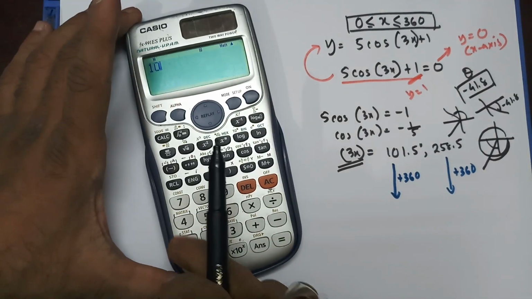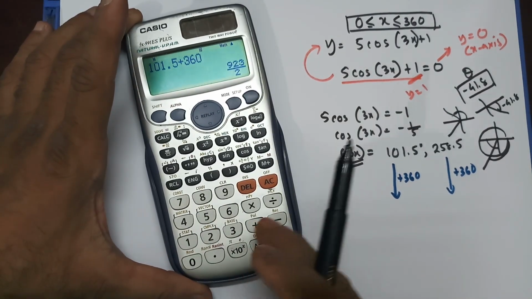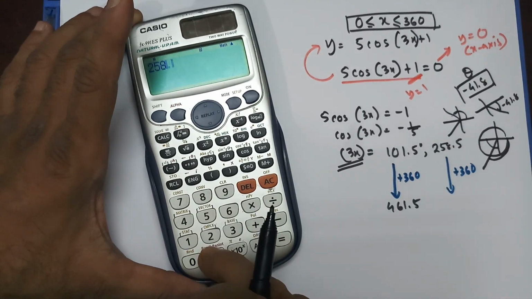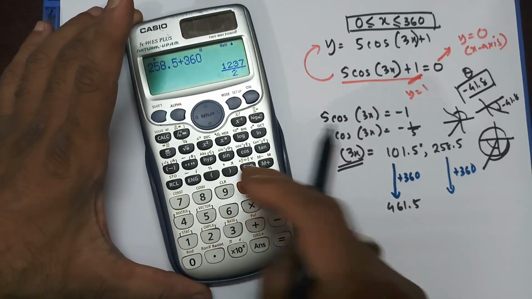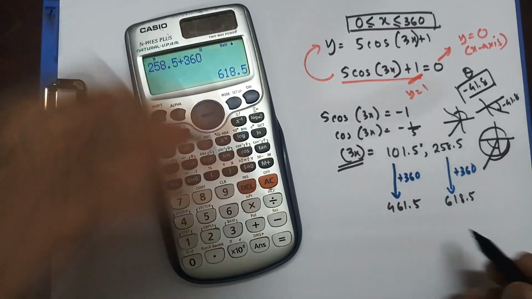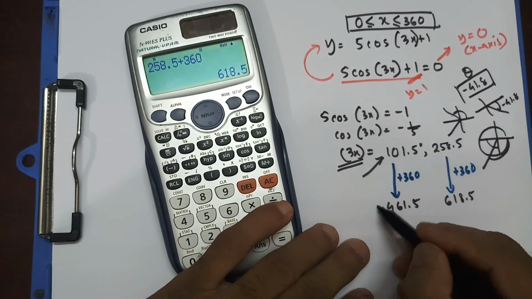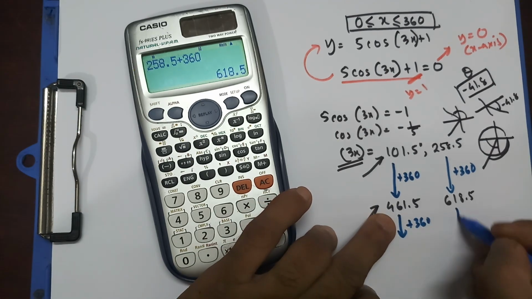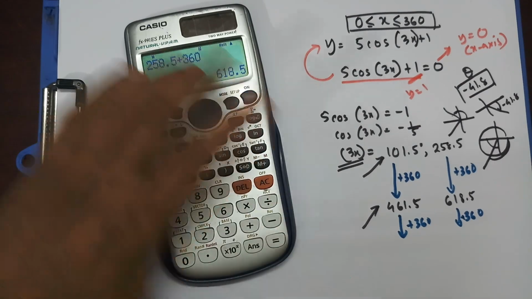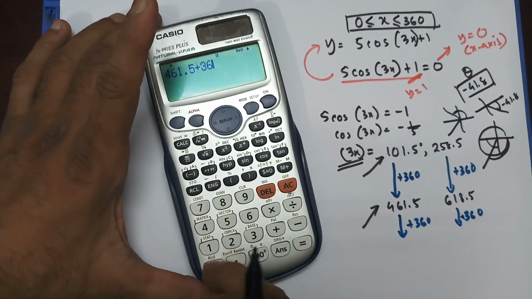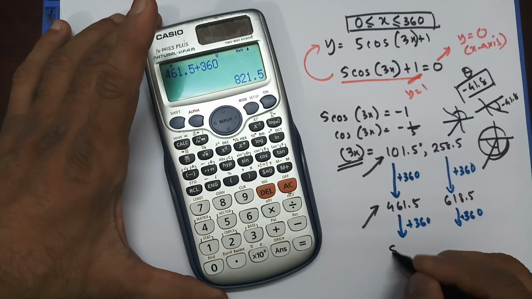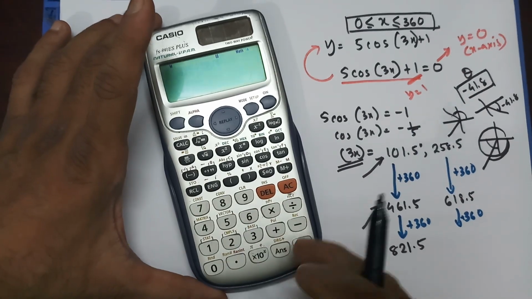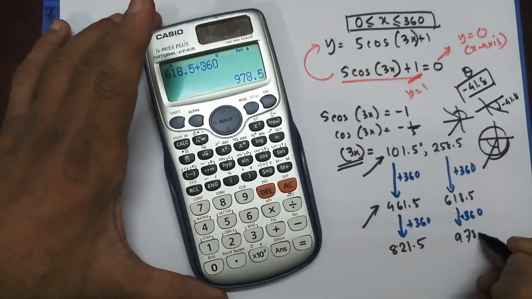So I'm going to get 101.5 plus 360, and the second set would be 461.5, and 258.5 plus 360 is gonna give me 618.5. That's my second set. First set, second set, and third set. Again, I'm going to add 360 to that and 360 to that. So 461.5 plus 360 gives me 821.5, and 618.5 plus 360 gives me 978.5.